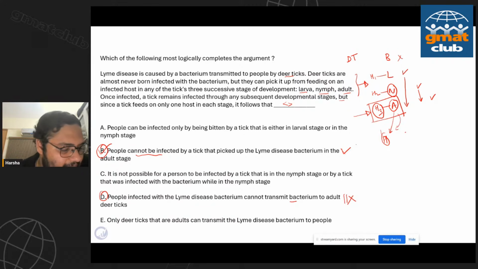It's the right answer. If there is any other choice, let me know. Else, we can move on. We could do another question and then wrap up for the day.